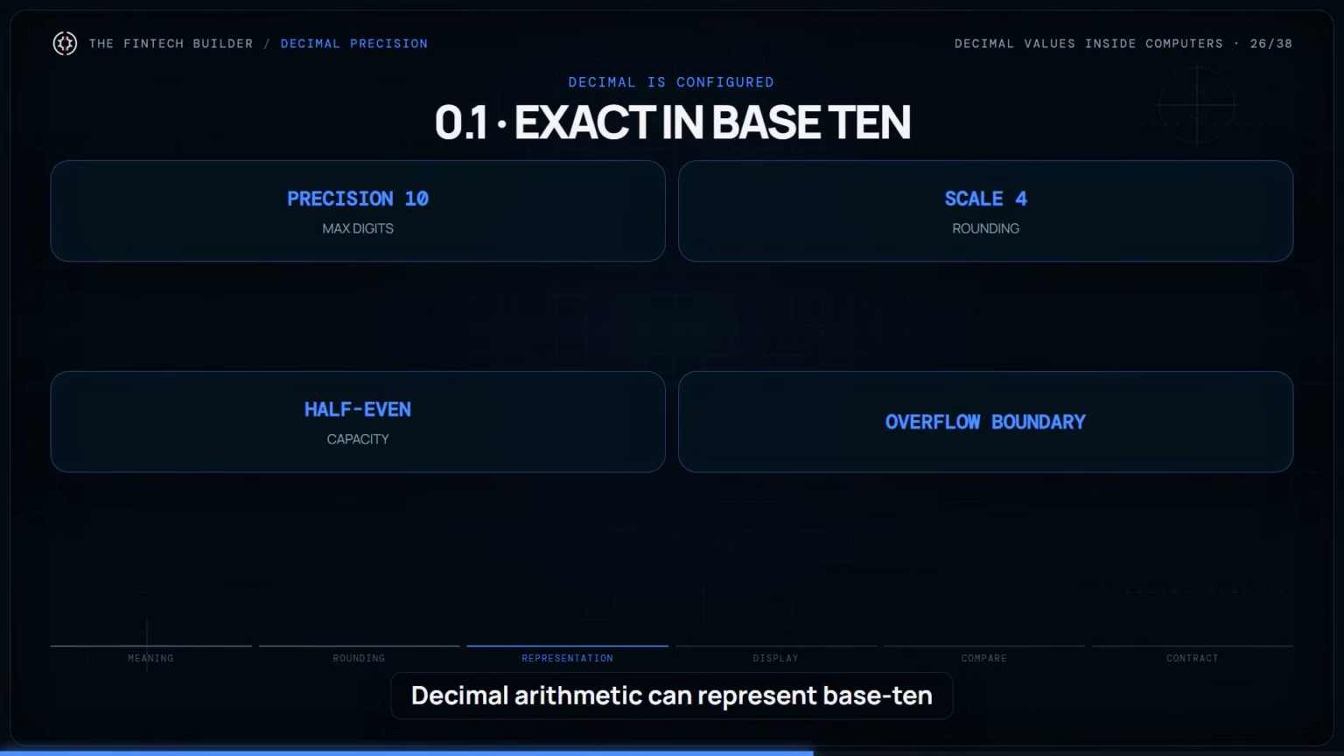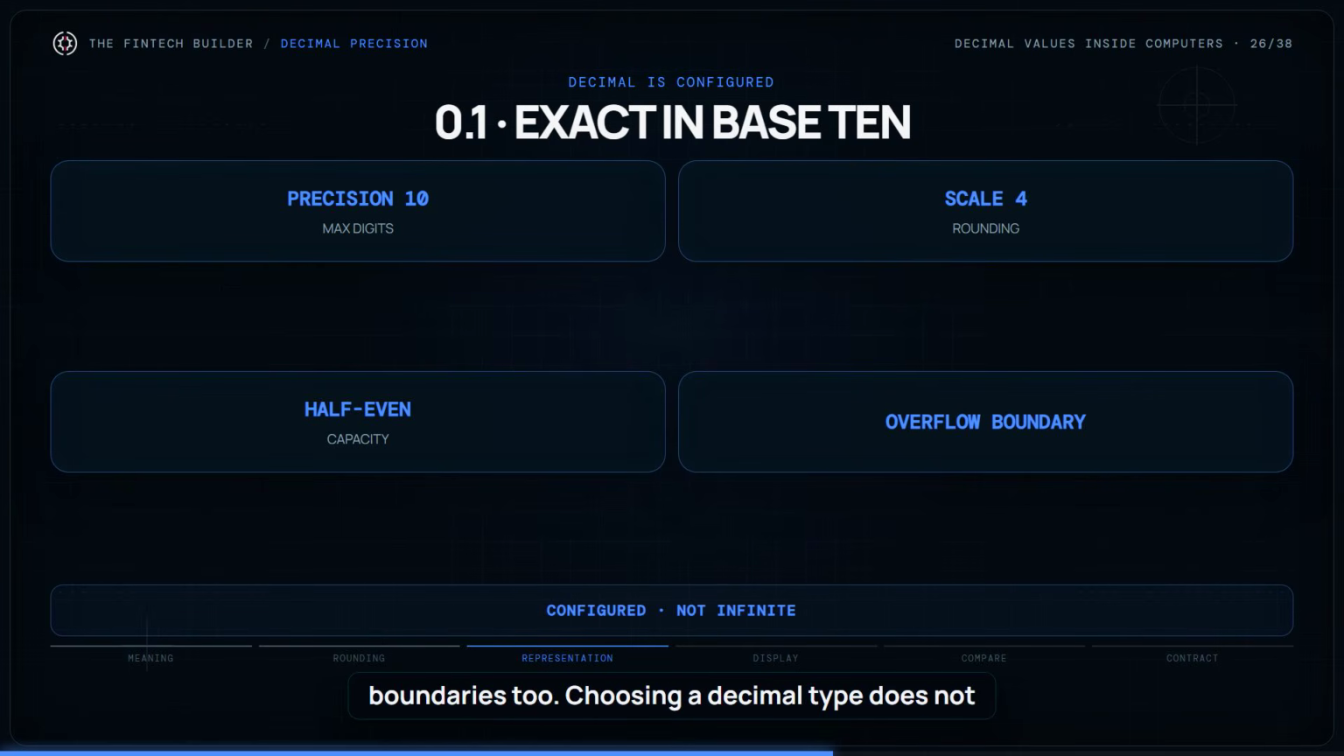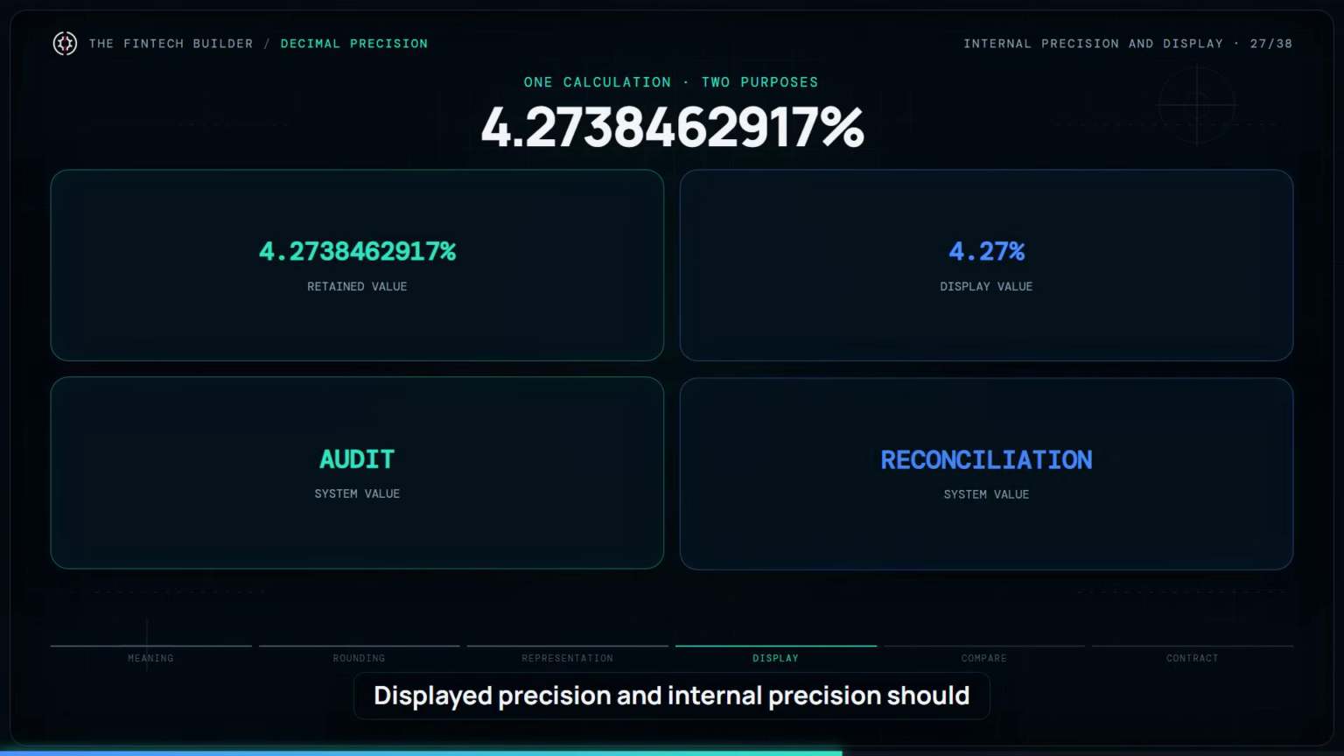Decimal arithmetic can represent base 10 fractions such as 0.1 exactly within its configured precision. But decimal types are not infinitely precise. They have limits, rounding rules, and overflow boundaries too. Choosing a decimal type does not eliminate the need for a precision policy. Displayed precision and internal precision should therefore be treated separately.